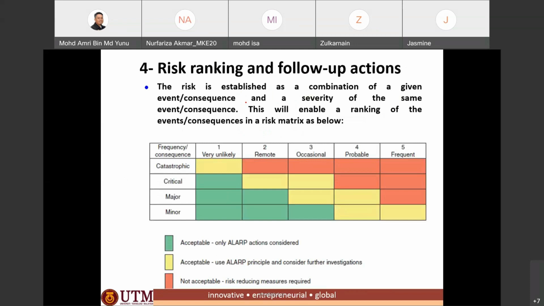This is the risk matrix. This is the frequency, and this is the severity. Frequency, or the likeliness, 1, 2, 3, 4, 5. Sometimes it's called likeliness. It's the probability of the event to occur. And this is the level of consequences: minor, major, critical, and catastrophe.